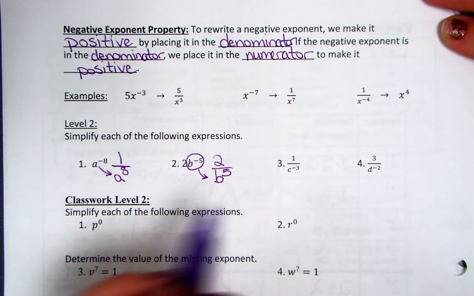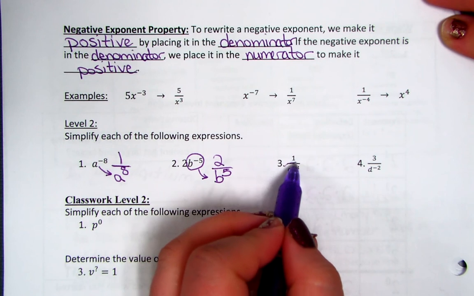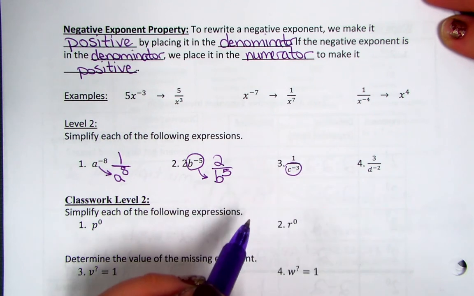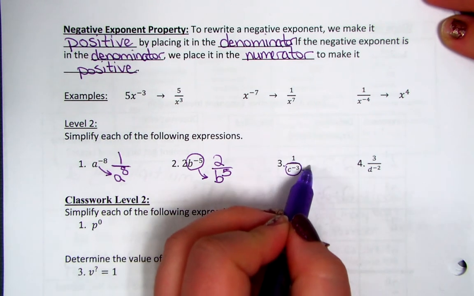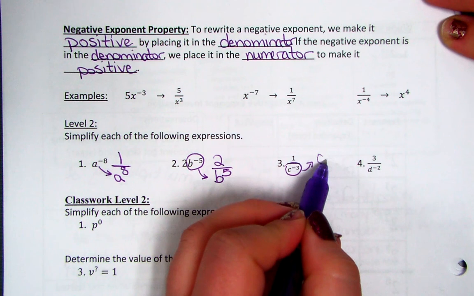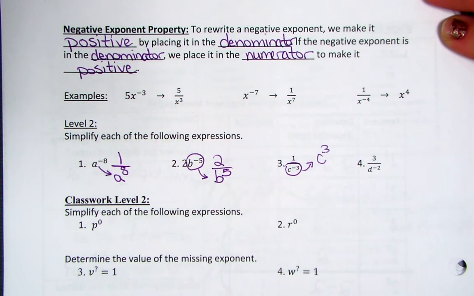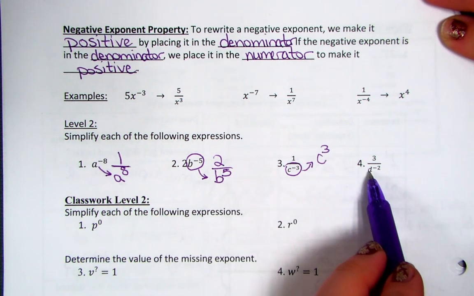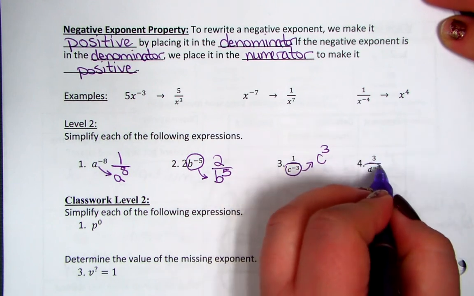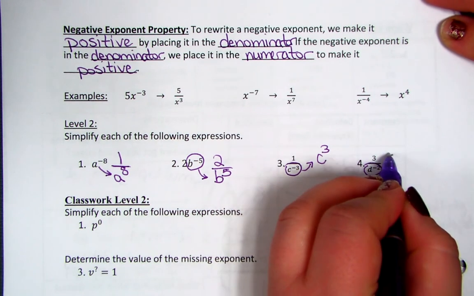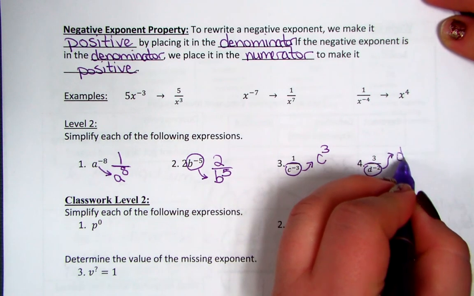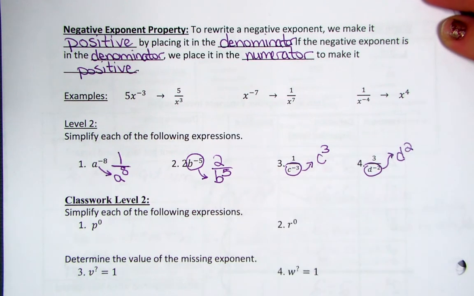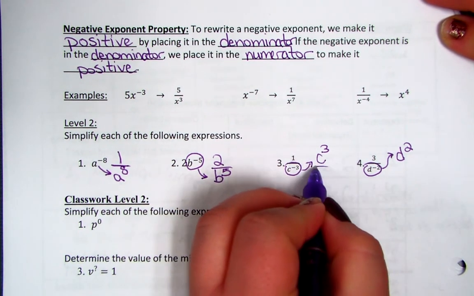For number 3, c to the -3rd is in the denominator, so in order to make it positive, it's going to move to the numerator. Same thing will happen with d to the -2nd. It's in the denominator, so to make it positive, it will have to move to the numerator. If it helps you remember that these are in the numerator, you can always make them into fractions.